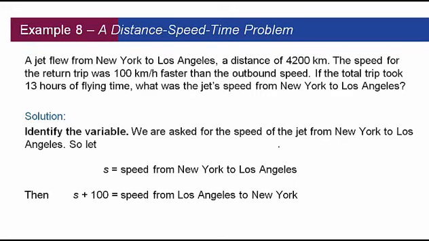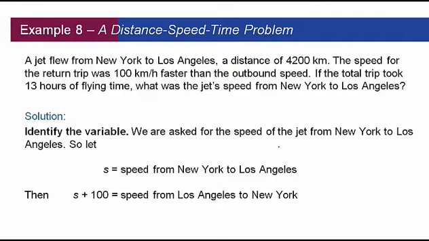Let's put it into service here. A jet flew from New York to Los Angeles, a distance of 4,200 kilometers. The speed for the return trip was 100 kilometers faster than the outbound speed. If the total trip took 13 hours of flying time, what was the jet's speed from New York to Los Angeles?